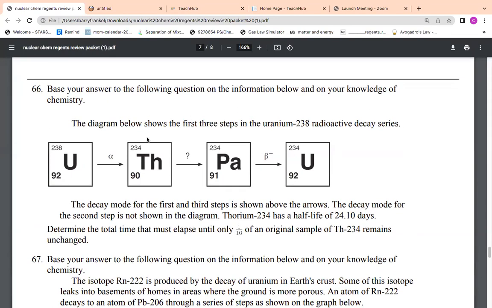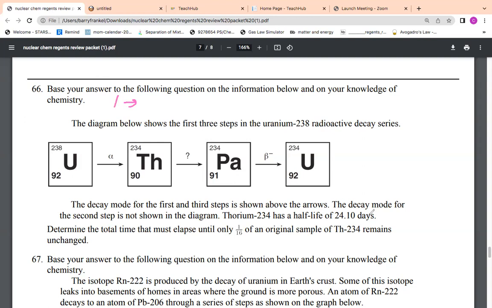66. Another half-life problem. So they give you all this information, and then their final thing that they say is determine the total time that must elapse until only 1/16 of an original sample of thorium-234 remains unchanged. Now, again, they're talking about a fraction, so it doesn't really matter what amount we start with. You can start with 1 gram, you can start with 23 grams, it doesn't matter. We're going to start with 1 gram. I'm going to do this up here because there's a little bit more room.